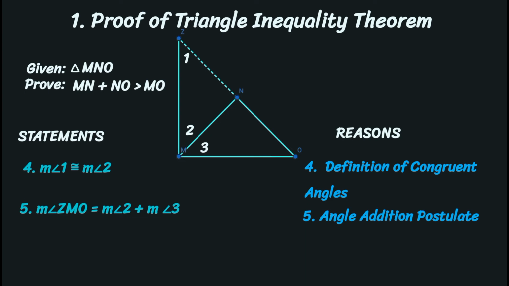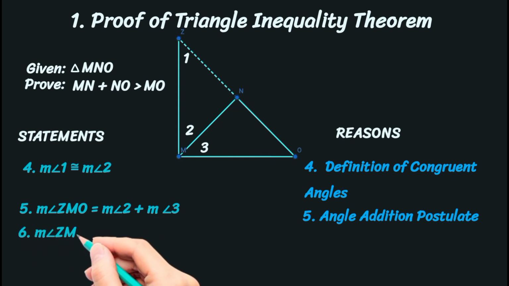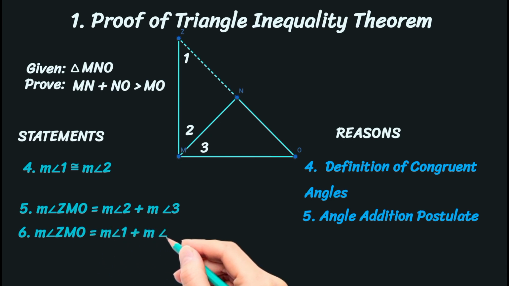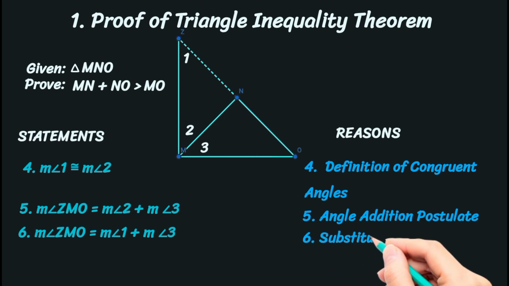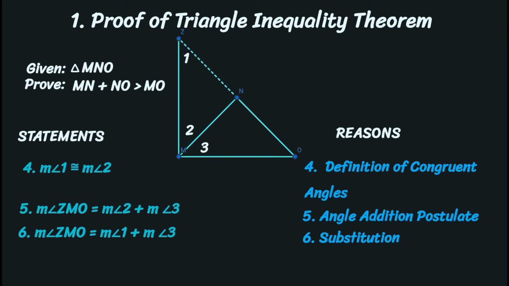What we've done here is we just add the measure of angle 2 and the measure of angle 3. As you can see, this is within the scope of the big angle M, the ZMO. And again, in number 6, the measure of angle ZMO is equal to the measure of angle 1 plus the measure of angle 3. Since in statement number 3 we concluded that they are equal, by substitution we could substitute this in another statement like in number 6.